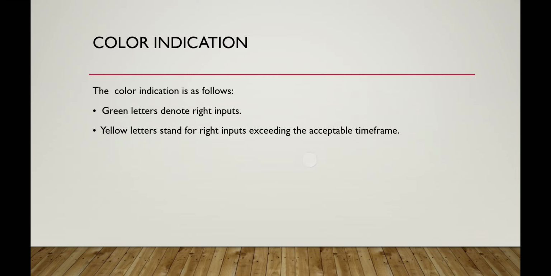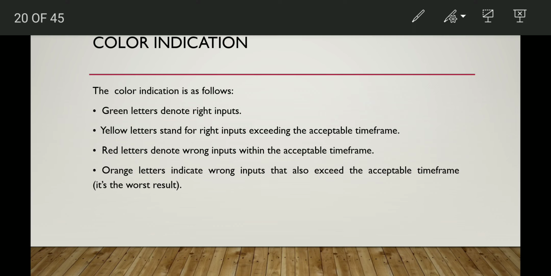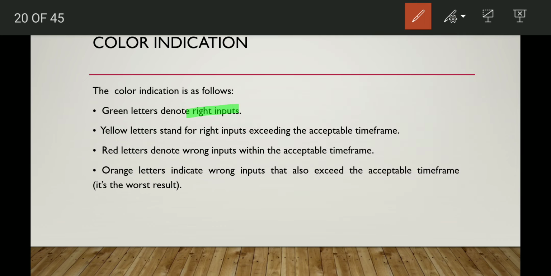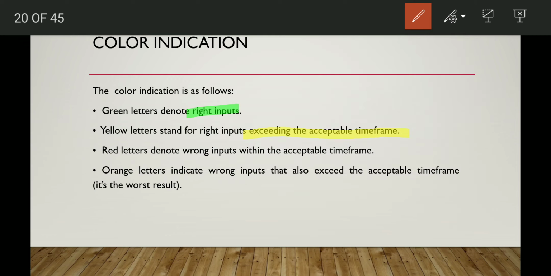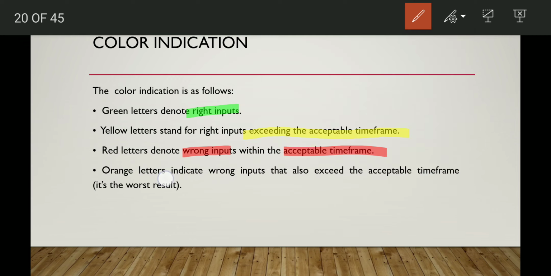Now color indication is also there: green, yellow, red, orange. Okay, green means that you have entered the right inputs. Yellow means that you have entered the right input, but you have exceeded the time that is given to you. What does red mean? Wrong input, but in an acceptable time frame. And what does orange mean? Orange means that you have entered the wrong input and also exceeded the time.